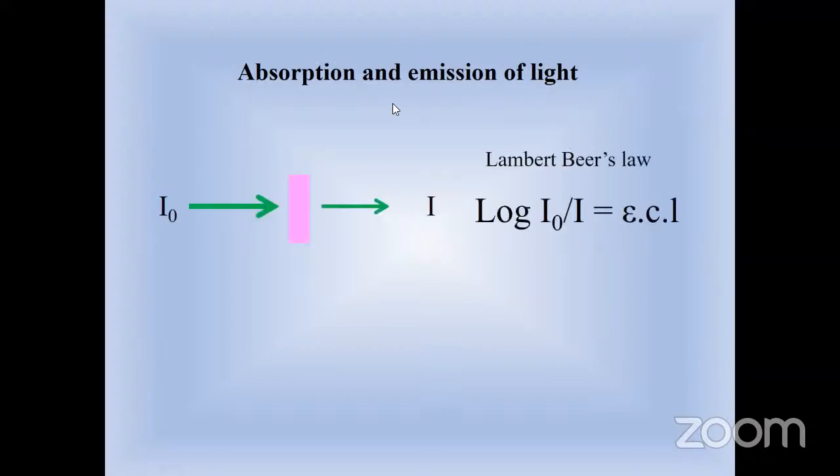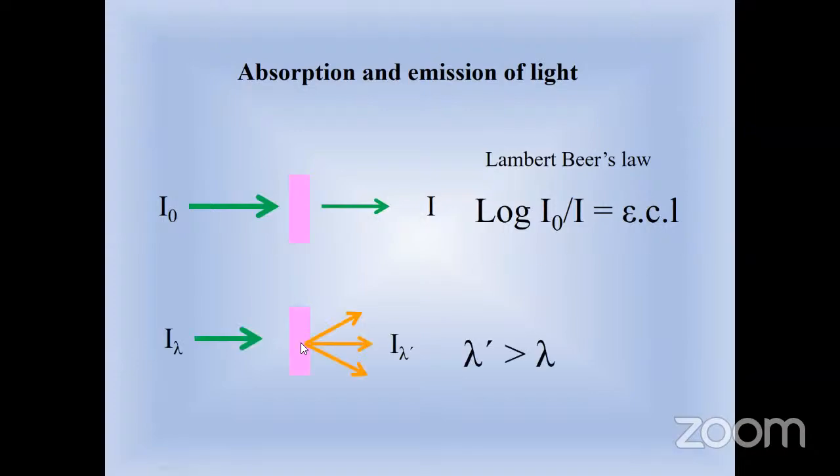So in general, this is an experiment that can be used to illustrate Lambert-Beer's law: when radiation of intensity I0 passes through a medium which absorbs the light, let's say this pinkish solution absorbs green light, then after it passes through, the intensity will get reduced to I. And log I0 by I is governed by the Beer's law or Lambert-Beer's law as epsilon C L. And this is again something that I believe all the master students would know.